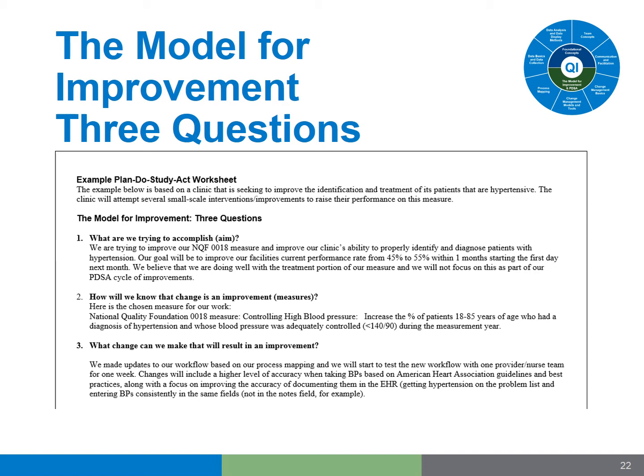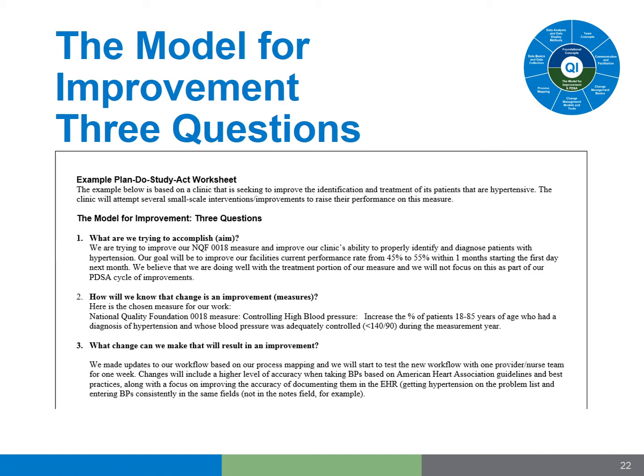2. How will we know that change is an improvement? Here's our chosen measure. National Quality Foundation 0018 measure, controlling high blood pressure. Increase the percent of patients 18 to 85 years of age who had a diagnosis of hypertension and whose blood pressure was adequately controlled, lower than 140/90 during the measurement year.